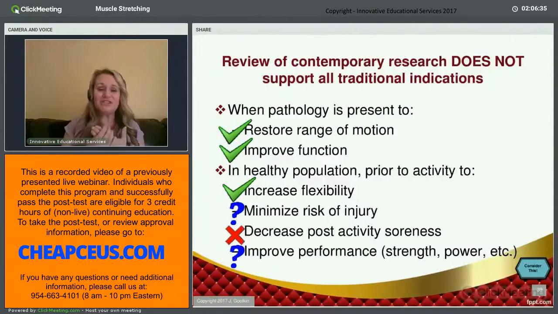The research also tends to agree that stretching is not going to help with delayed onset muscle soreness. It's not going to decrease that post-activity soreness that patients have. That's no longer what we're seeing. And we still have a question mark as to stretching's role in minimizing injury and improving performance. For those two, it really comes down to what type of stretch you're utilizing and when during your rehab.